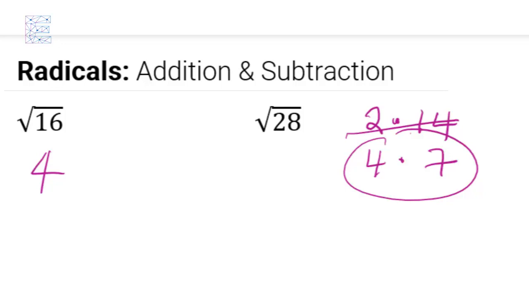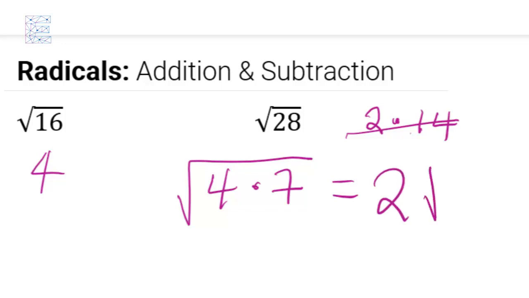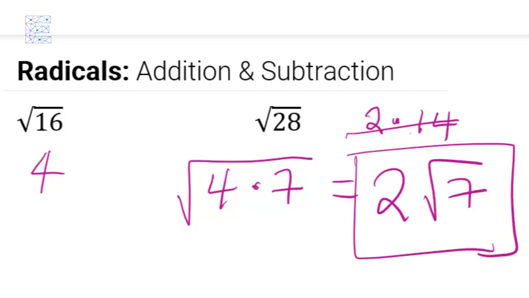So we can break down the 28 into 4 times 7. And of course, that's still inside of the radical. We haven't changed the problem because 4 times 7 is still 28. We just rewrote it to where we can now simplify. The way to simplify this, well, 4 has a square root. So the square root of 4 is 2. The 2 goes on the outside. 7 does not have a square root, so it's going to remain inside. So square root of 28 simplified is 2 root 7.